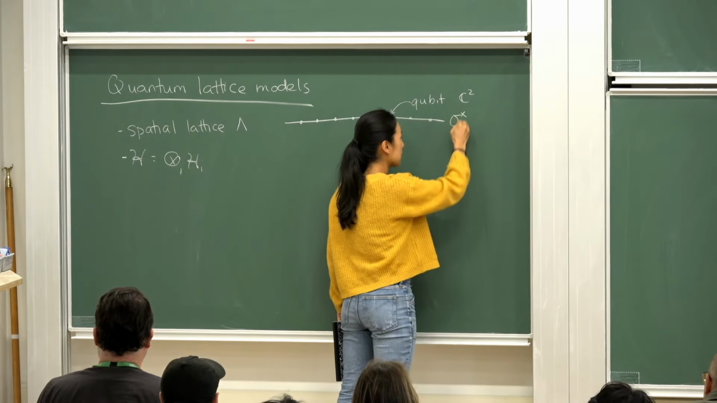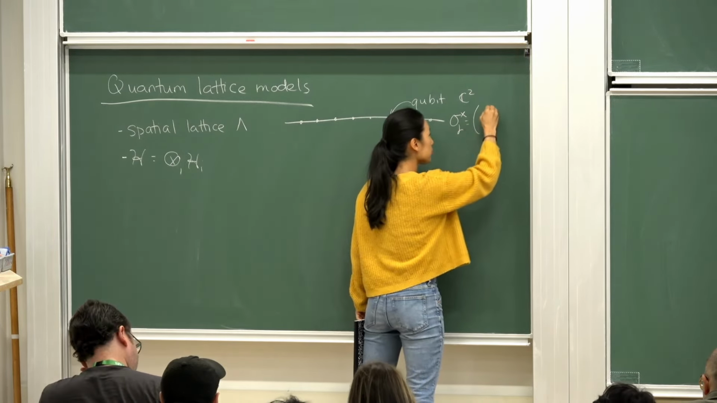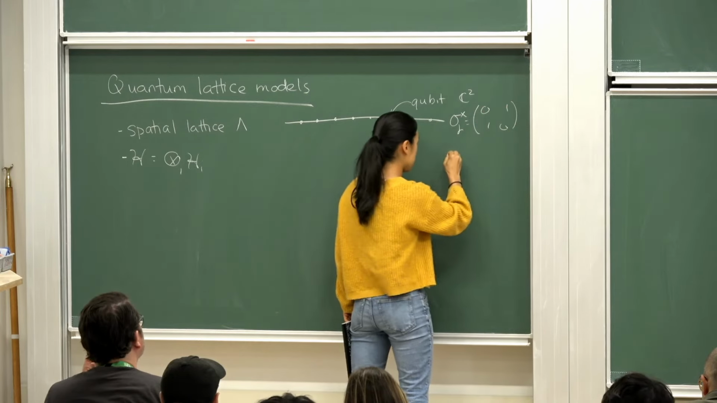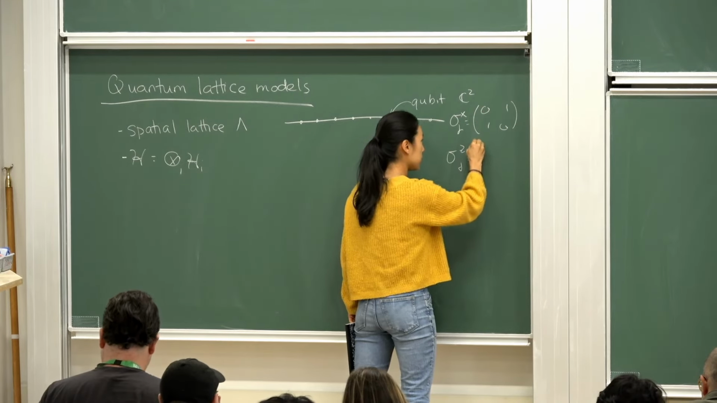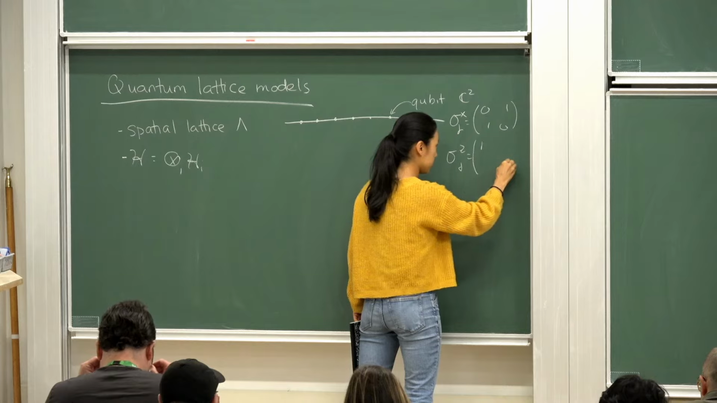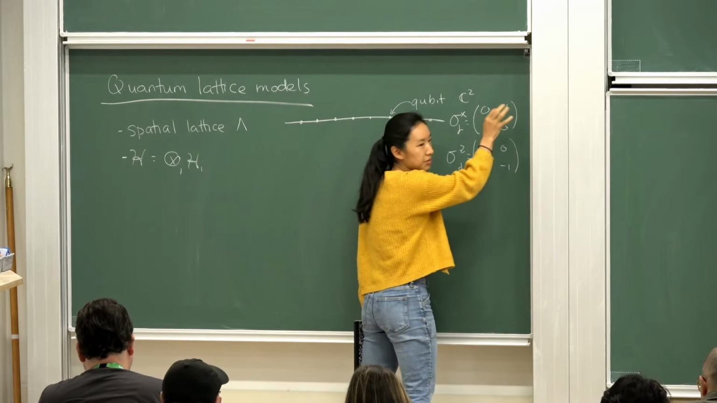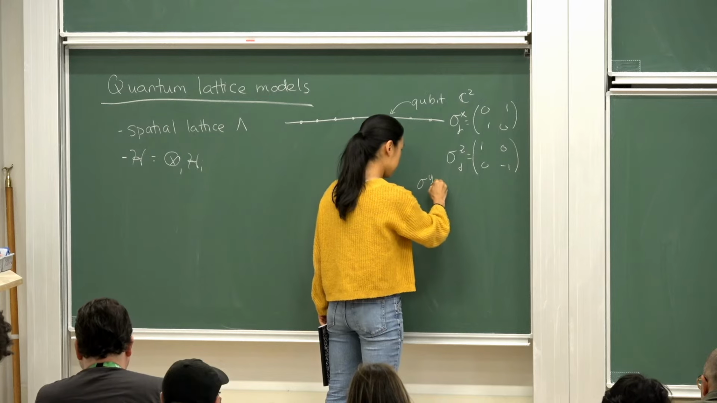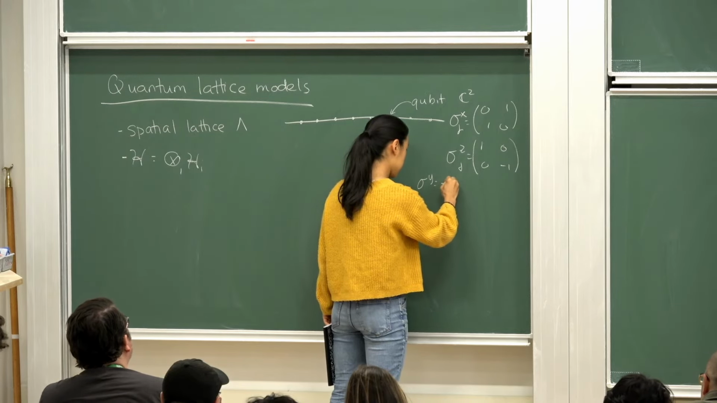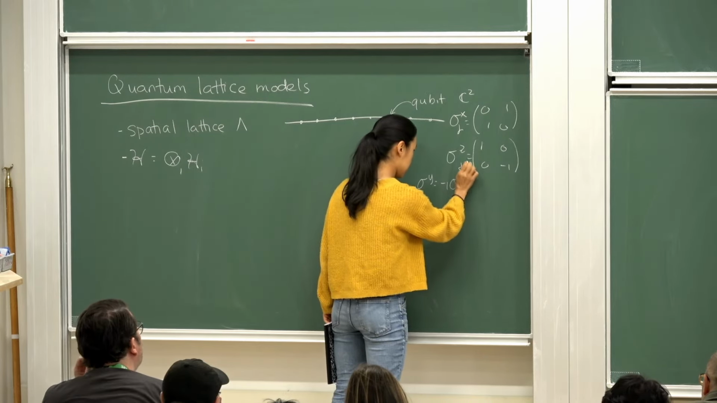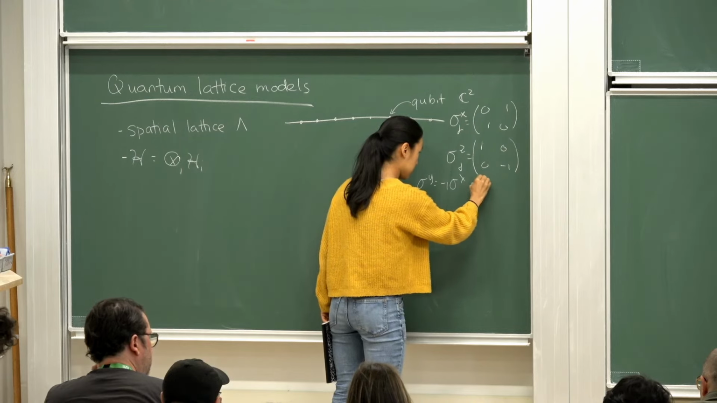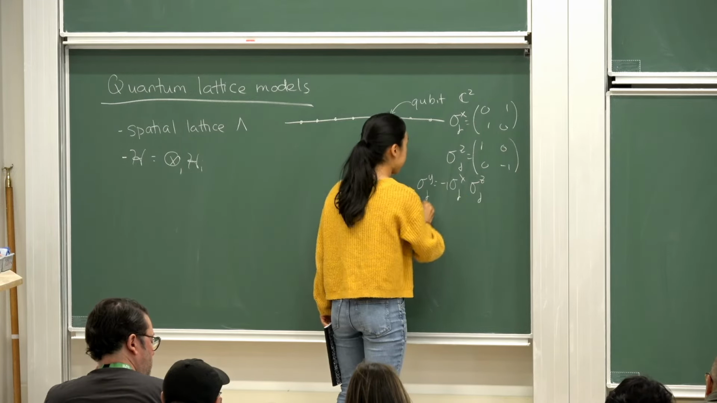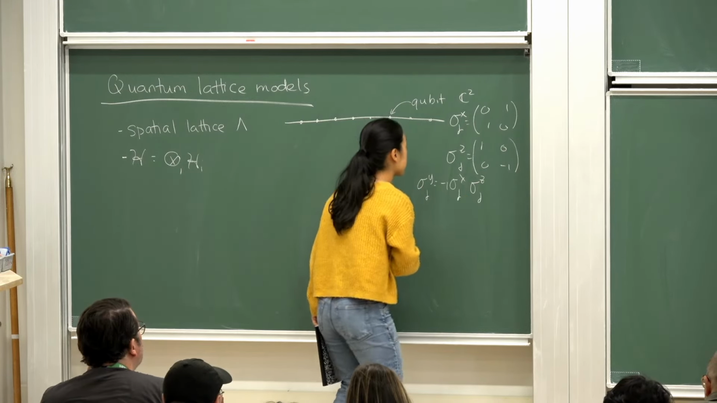So sigma x on site j, and you tensor with the identity on all the other sites. And then sigma y.